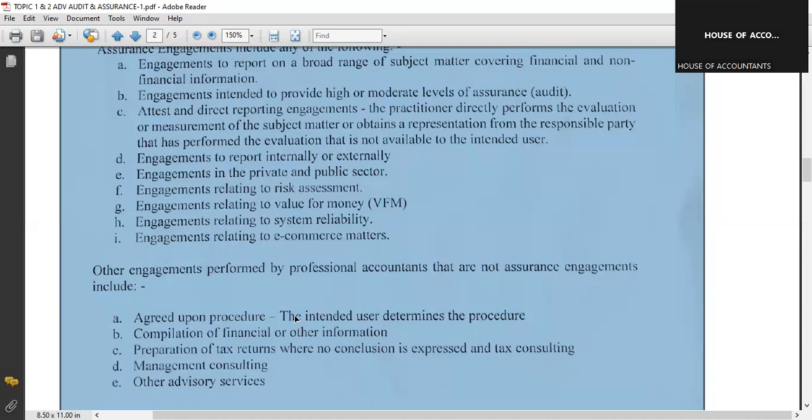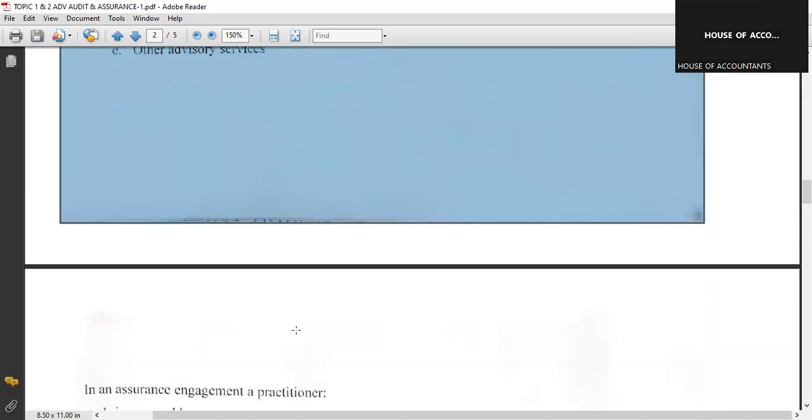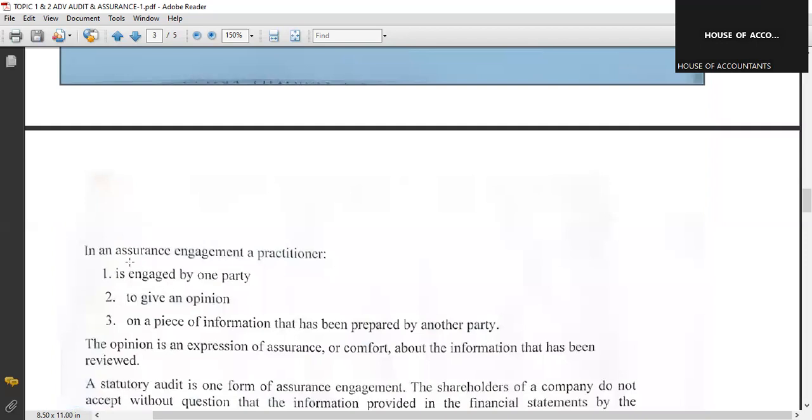Then preparation of tax return when no conclusion is expressed, and consulting and other advisory services might not be assurance engagement. Now, in an assurance engagement, a practitioner, there are three parties that are involved. The first one is engagement by one party to give an opinion on a piece of information that has been prepared by another party.